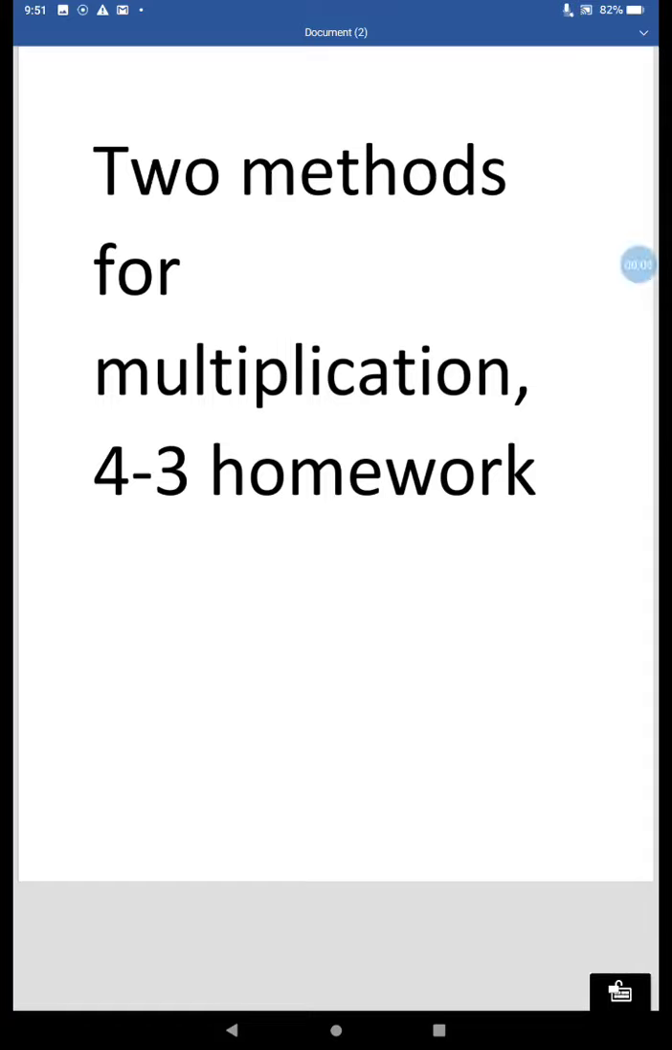All right, fifth grade, welcome to our third math lesson for this week. Today we're going to be looking at two different methods for multiplication, and this is going to go along with your 4.3 homework. All right, let's jump into the first method.